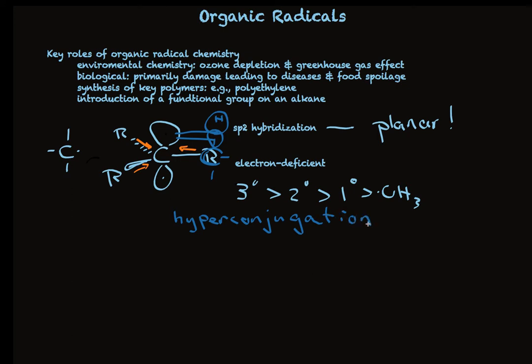It's the common explanation for why alkyl substitution on radicals leads to greater stability. Okay, so now we've talked about it. These carbon-centered radicals are planar. They're more stable when they're more highly substituted. How can they be formed?